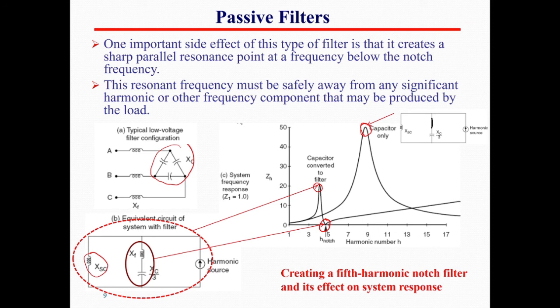As a result, we call that a detuned filter, and we can also call that frequency the notch frequency. We said also that this resonance frequency must be safely away from any significant harmonic or other frequency component that may be produced by the load. So we have to make sure that this H notch will not be close to another series resonance, or to any parallel resonance in the system.